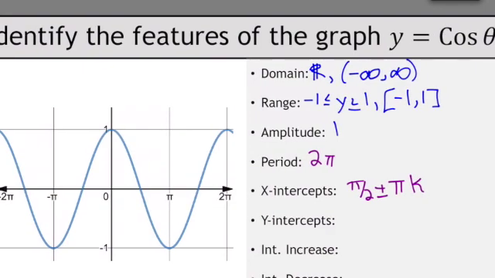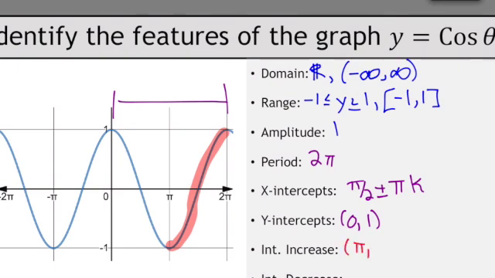The y-intercepts, well, this one has one y-intercept, and we can see it at 1. The interval of increase: I'm just going to look at one period, from here to here. We can see it's increasing here at pi, and then it increases right up until 2 pi. So it starts increasing right at pi, and then it goes all the way to 2 pi.